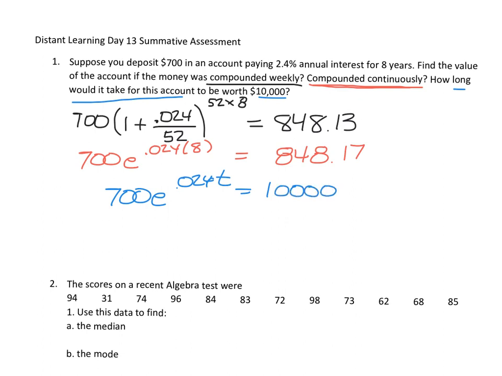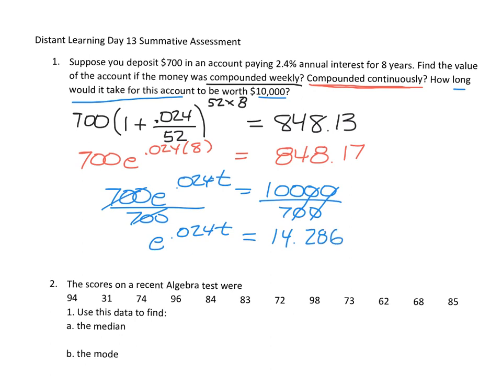So in solving this equation, we're going to divide both sides by 700. So those cancel. The 100 divided by 7 comes out to be about 14.286. I'm going to round it to that. Then we need to solve this equation.